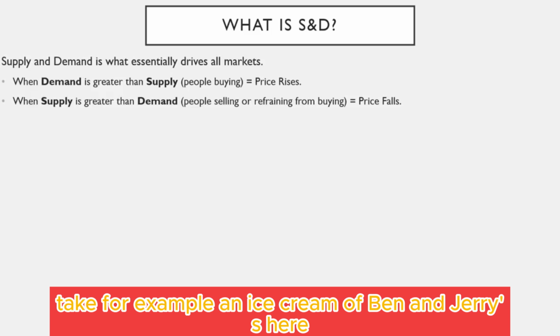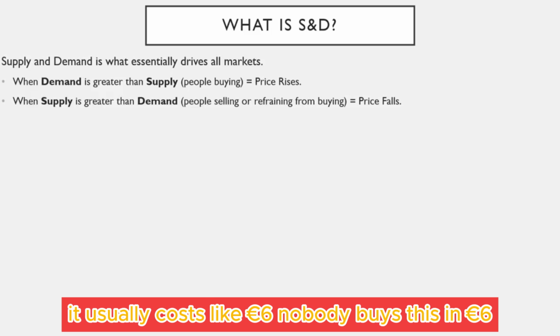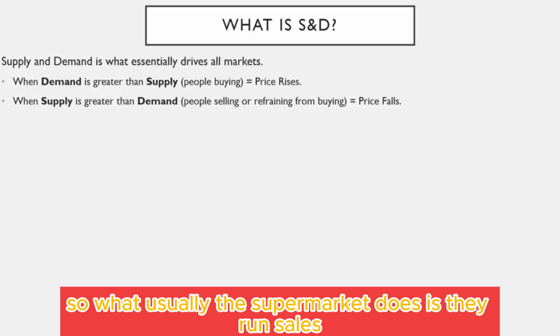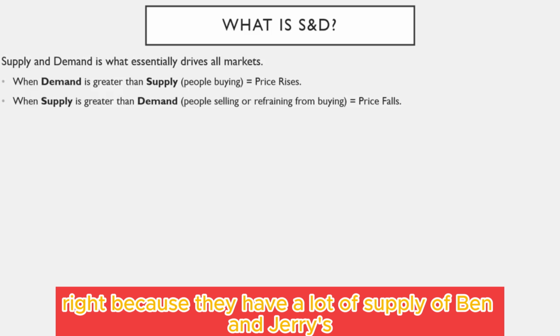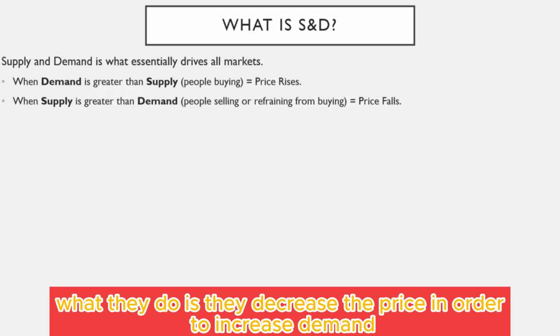Take, for example, an ice cream of Ben & Jerry's. Here it usually costs like €6. Nobody buys this at €6. So what the supermarket usually does is they run sales, right? Because they have a lot of supply of Ben & Jerry's, but there is no demand at this price. So what they do is they decrease the price in order to increase demand.